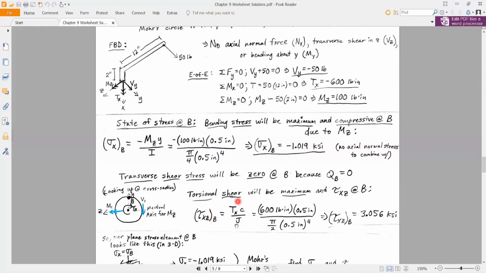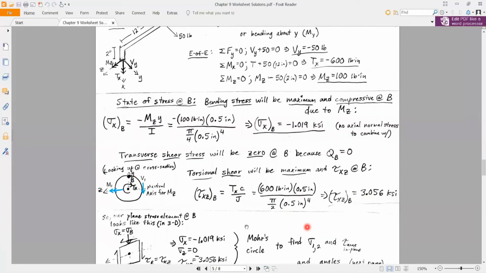And then our torsion formula then is that torque times our distance, which again is our radius, so c, 600 times 0.5. J is pi over 2 r to the fourth. We get tau xz at point B is 3.056 ksi. So that's our combined loading. Now let's look at it on a stress element.